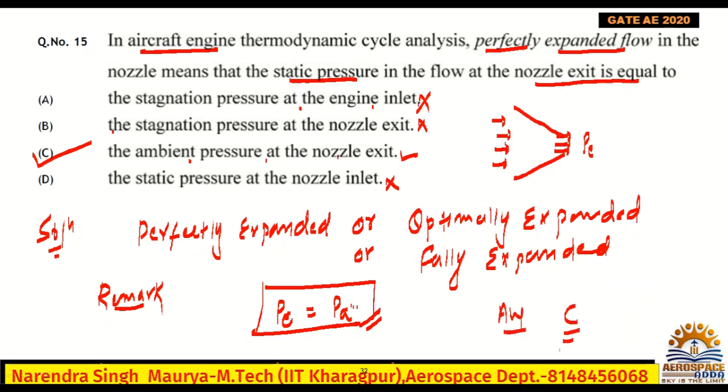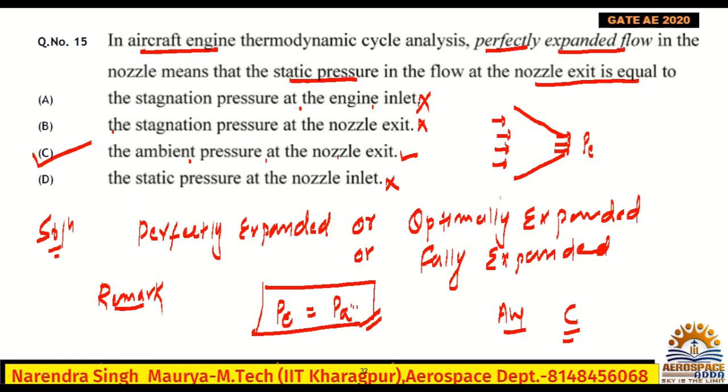Answer is C. Remember, perfectly expanded, or optimally expanded, or fully expanded, all mean the same. Always remember, there should not be any confusion. That means the exit pressure is equal to the ambient or surrounding pressure. And that ambient pressure will be equal to the exit pressure. Okay, always remember.